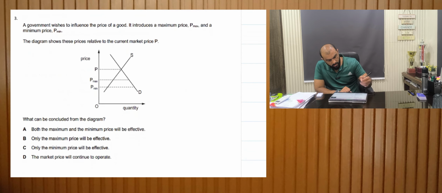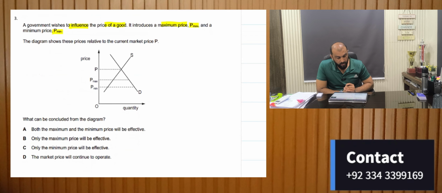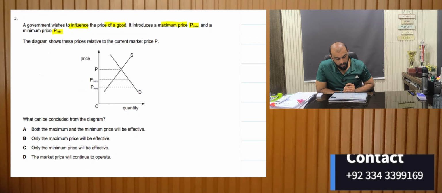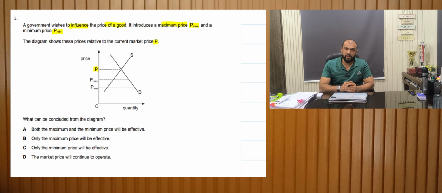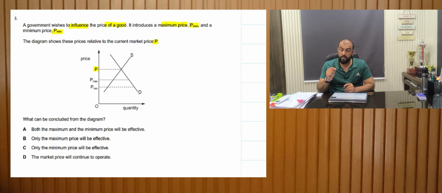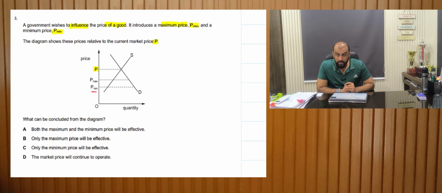Okay, now the government wishes to influence the price of a good. It introduces a maximum price P max and a minimum price P min. The diagram shows the prices relative to the current market price P. Now this is the equilibrium. As we know, maximum price is effective when imposed below the equilibrium, and minimum prices are effective when imposed above the equilibrium. As we look at this P min, it's imposed below the equilibrium, which means that it's ineffective and it will reach back to the equilibrium.